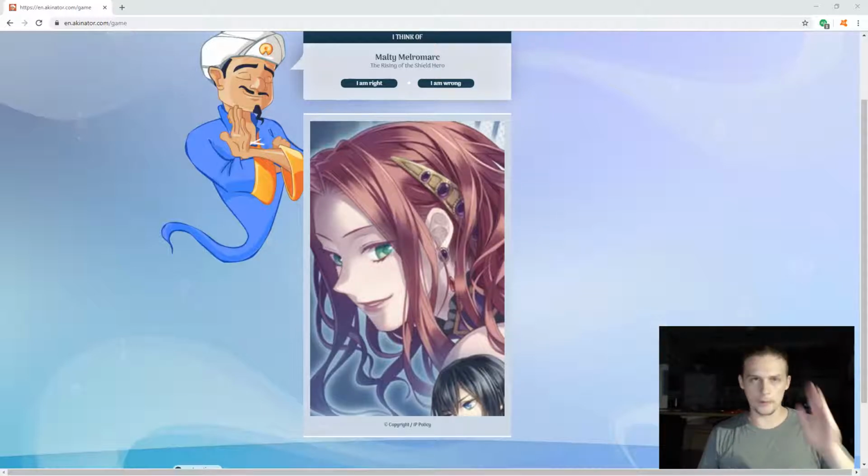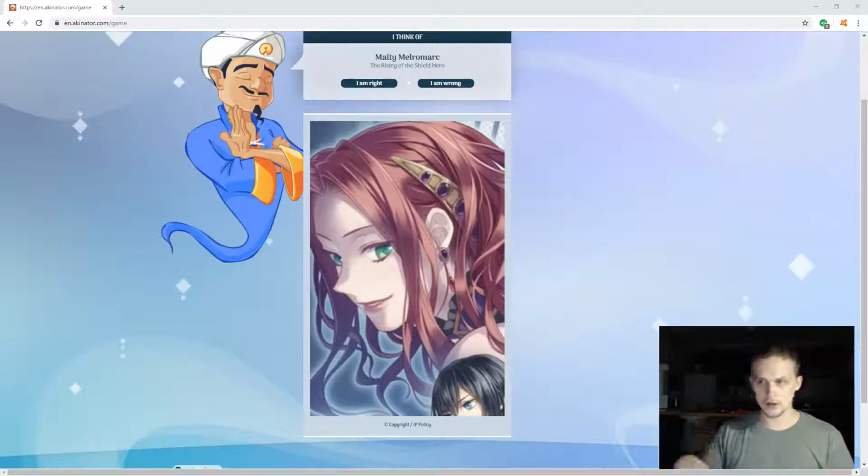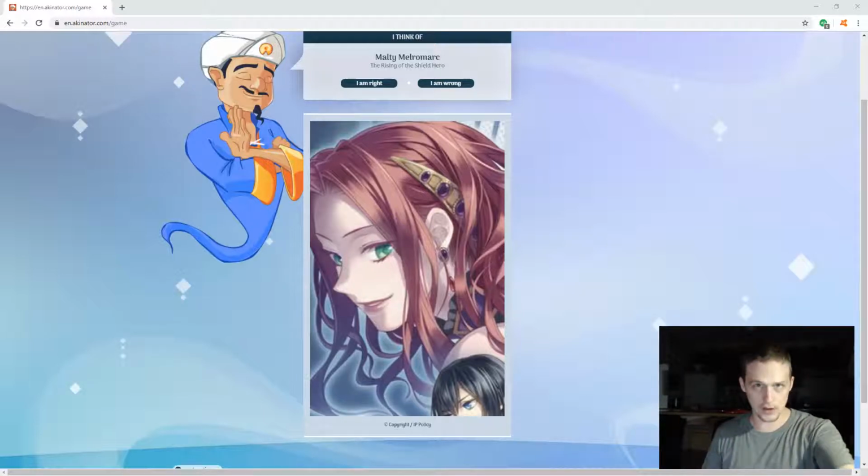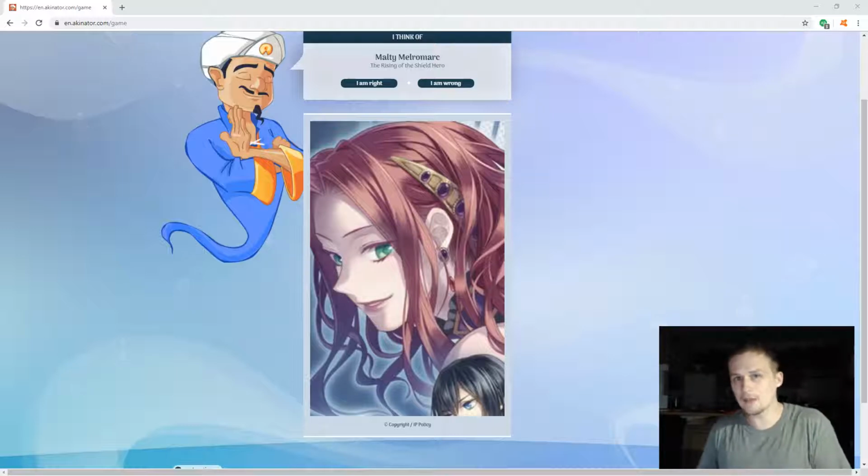That it would go from site to site to site like a spider in a web browser, a search engine that would seek out other websites and try to figure out which one would be most relevant to this one, and then narrow it down. How many other people have used Malty Melromark as a character in this situation? Again, data mining. Think of it like data science.